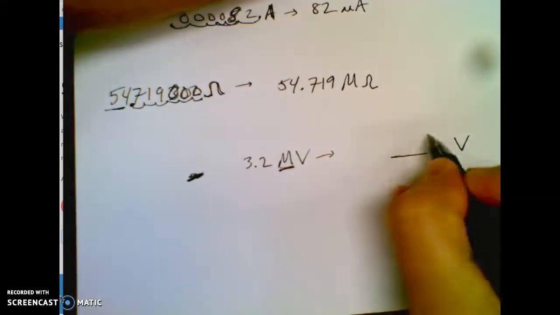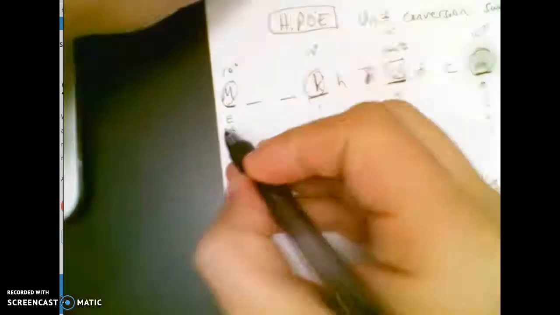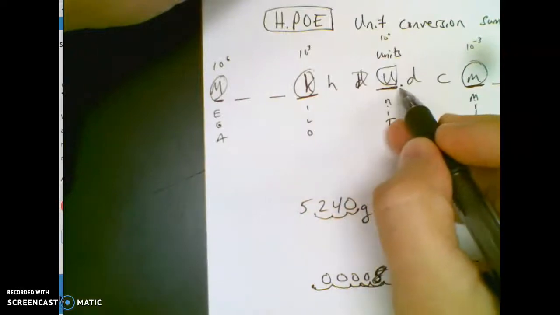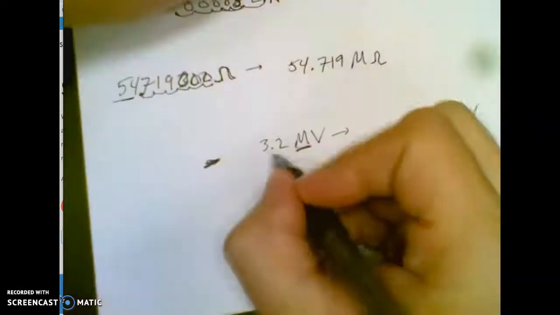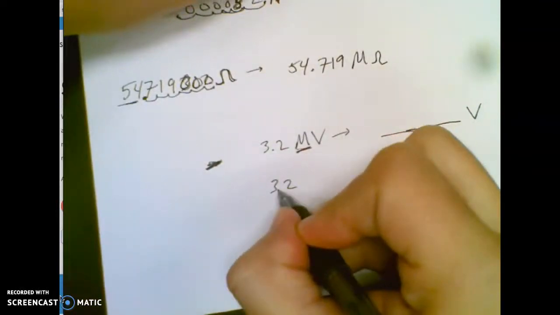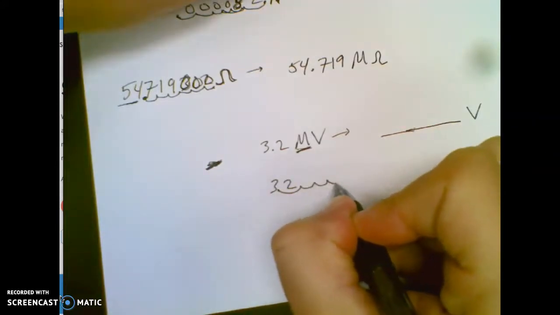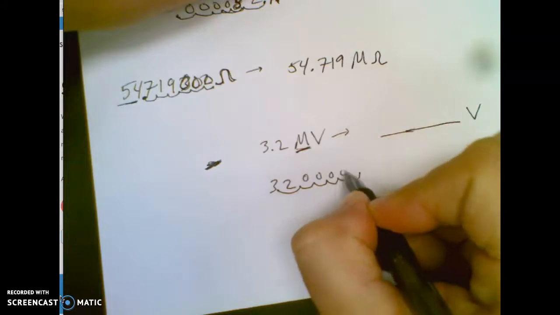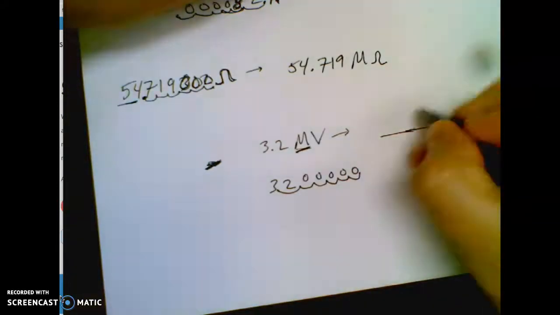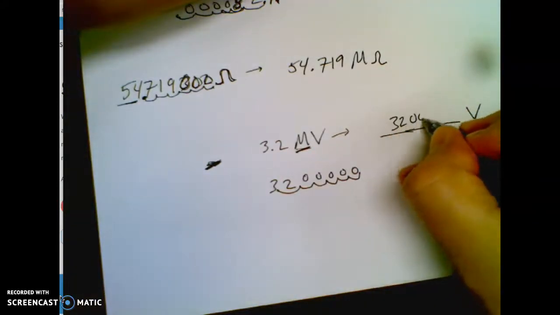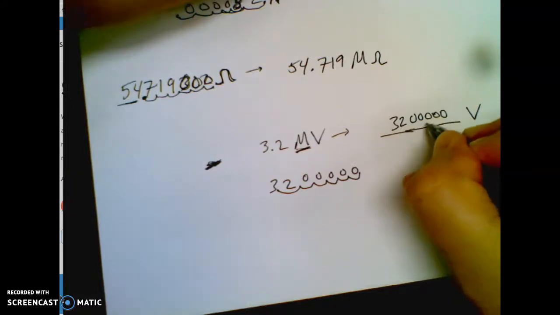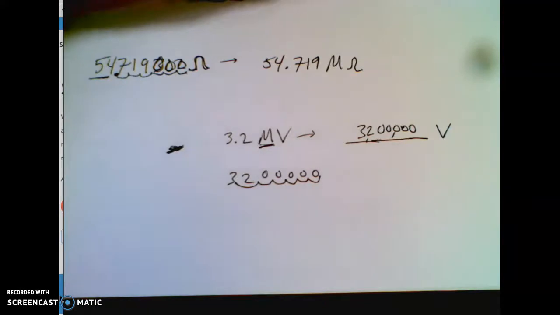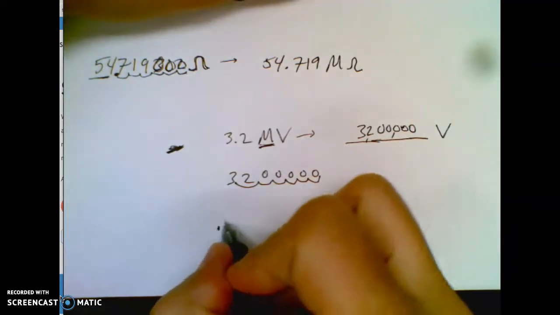Okay, how many do I have to move it to turn it into regular volts? Well, mega's way over here, and it's 1, 2, 3, 4, 5, 6 moves to get back to regular units. So if it started out as 3.2, you got 1, 2, 3, 4, 5, 6. You just got to fill in the zeros. So it's 3, 2, 0, 0, 0, 0. So it's 3,200,000 volts.